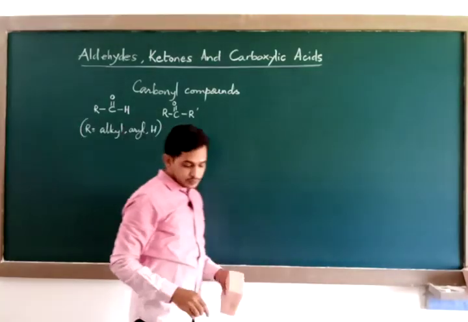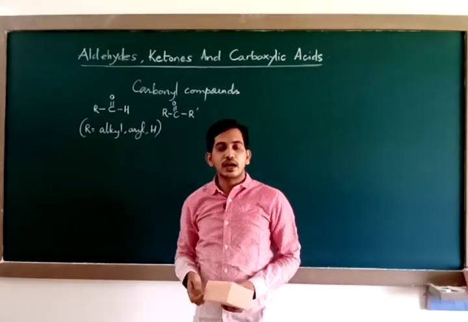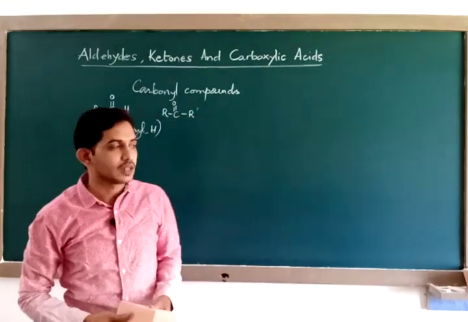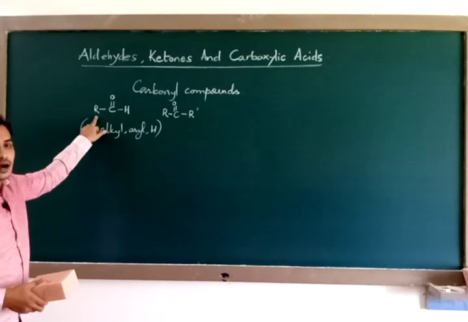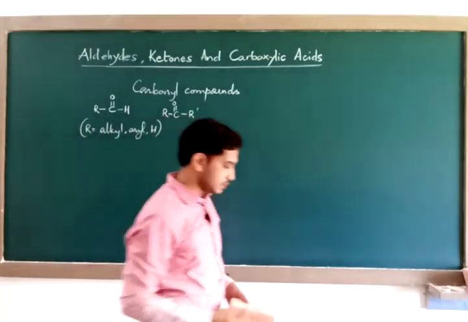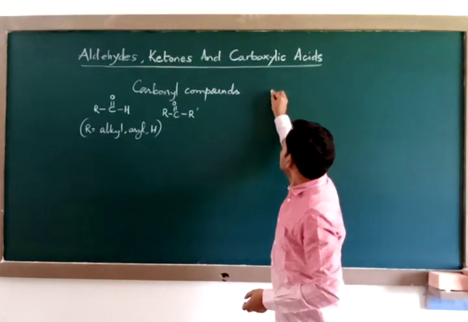Whereas in ketones, this R and R dash are alkyl or aryl groups. Both can be same or different. Now based on the nature of this R, aldehydes as well as ketones are classified into two types. One is aliphatic and the other is aromatic.